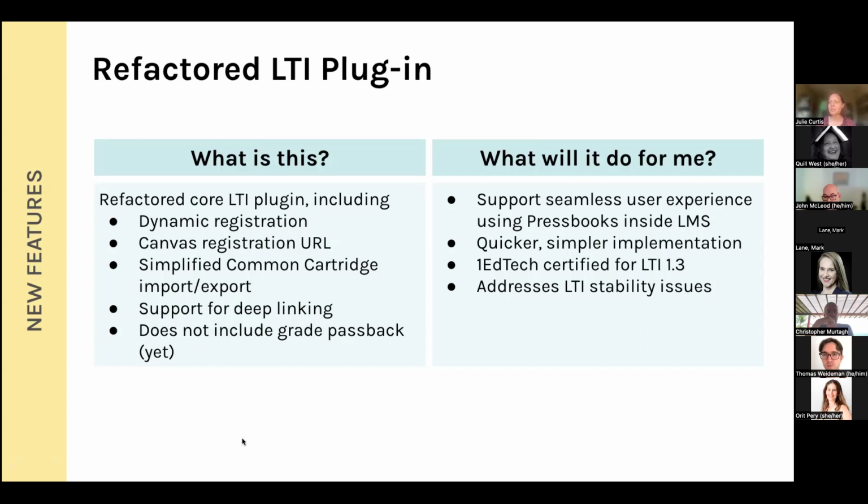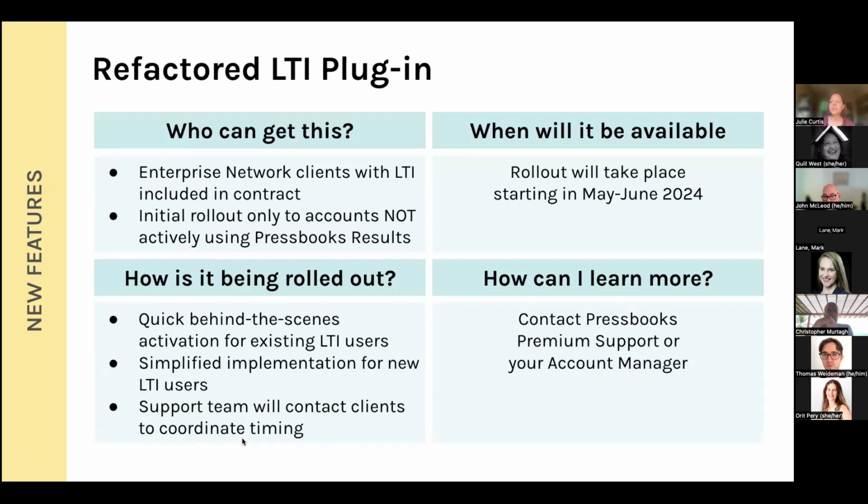Let me share a little bit more. So it is going to be available for all of our enterprise network clients who have LTI included in their contract. Initially, we're rolling it out only to those who are not using Pressbooks Results, because when you implement this new thing, it will unattach and replace the old LTI, which is what has the Pressbooks Results grade passback right now. We did a push earlier this year to make sure we understood who all is using that solution. And so we're putting them on a separate track in terms of the migration.